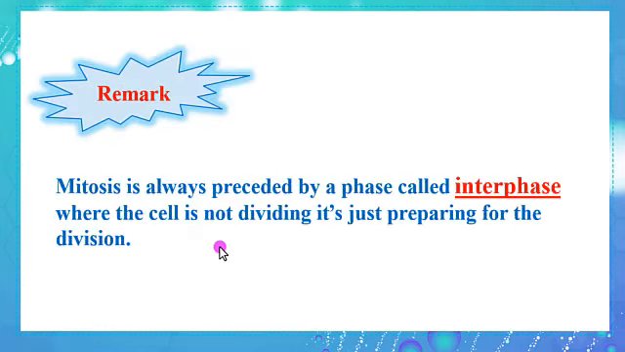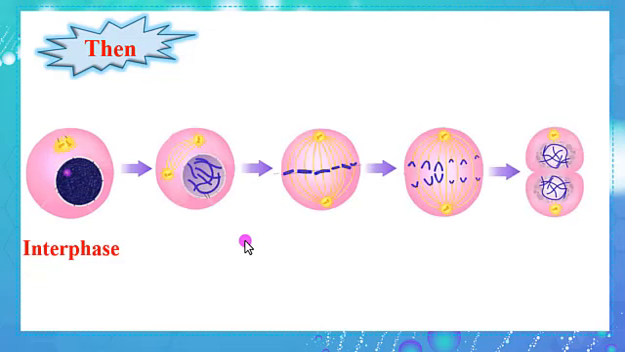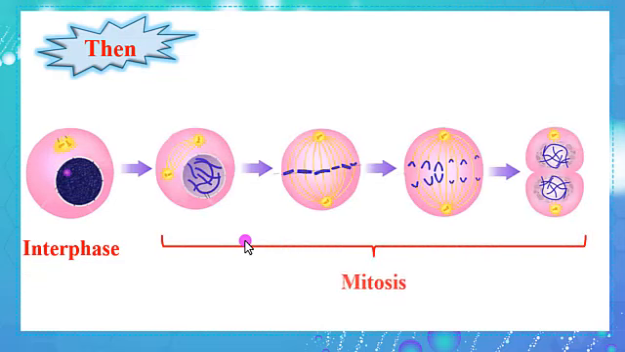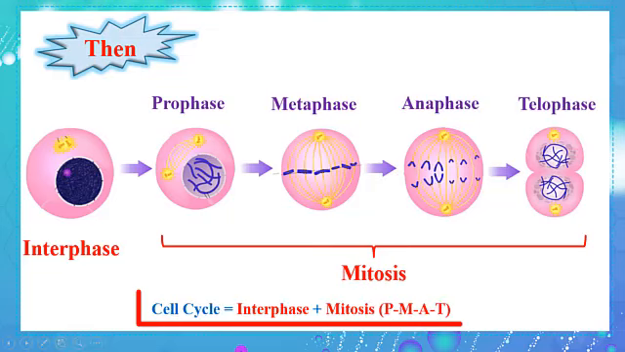Keep in mind that mitosis is always preceded by a phase called interphase, where the cell is not dividing, it's just preparing for the division. Then, interphase is followed by mitosis. In mitosis, we have four phases: prophase, metaphase, anaphase, and telophase. And the cell cycle is the interphase and the mitosis with the four phases. So, this is what I mean by cell cycle.